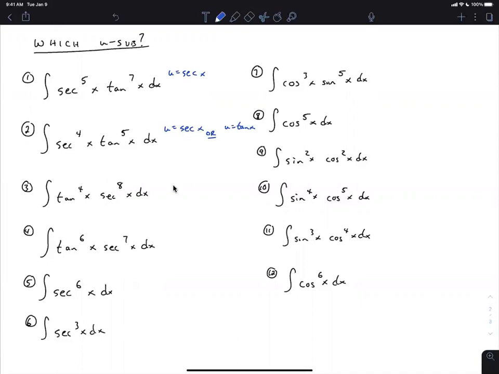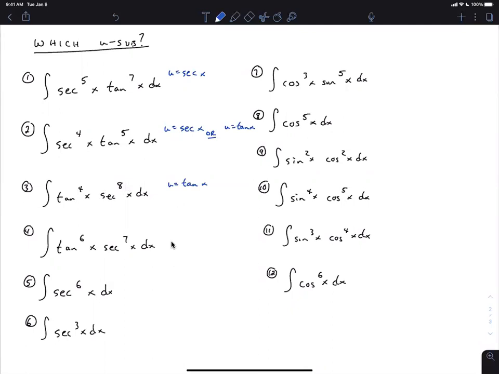U equals tangent, du is secant squared. That's going to leave 4 tangents, which we don't care about, but 6 secants, which we do care about. The fact that that's even is good. So u equals tangent is going to work on problem 3. Please ask if this rationale doesn't make sense. But the idea is you got to think, okay, after you separate out the du, how many of each one are going to be left? The one that is not u at that point needs to be even after you separate the du. Does that make sense? Okay.